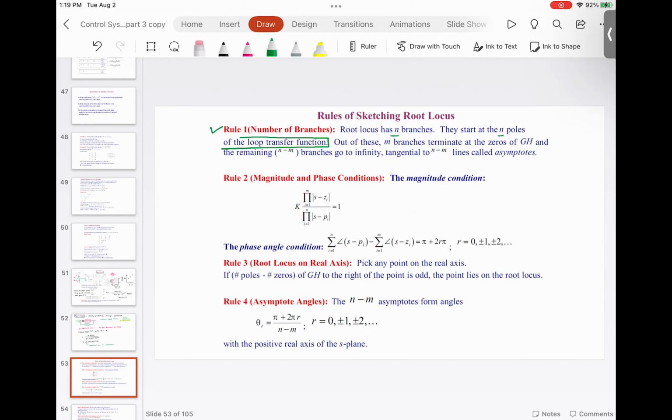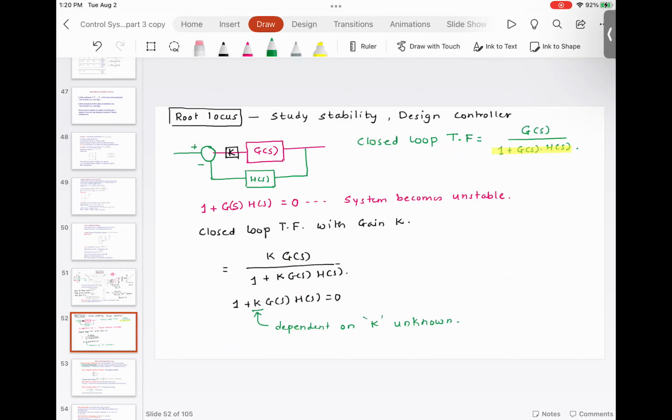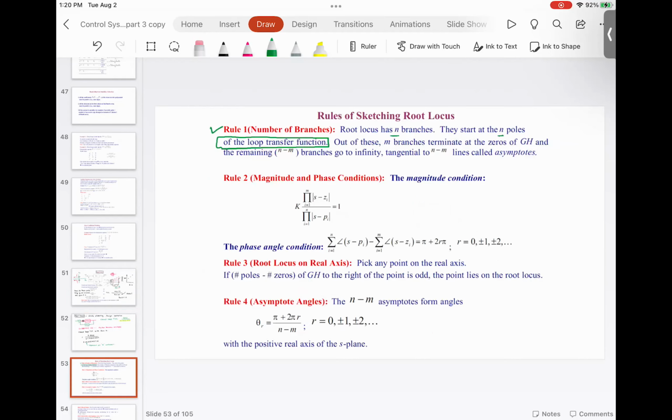Now there is something important that I want you to think about. Loop transfer function is different from the closed loop transfer function. If you have a unity feedback, what you are going to get is 1 plus G(s). That is called the loop transfer function. So the number of branches is equal to the number of poles of the loop transfer function.